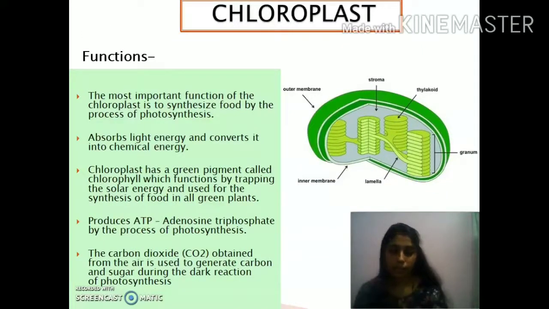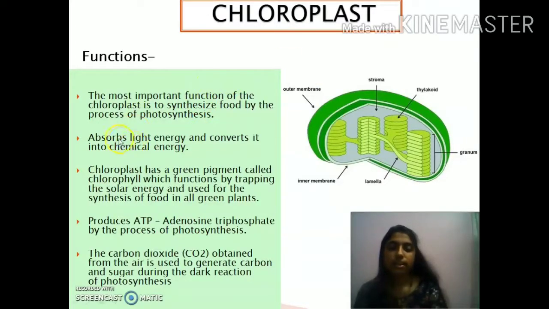The next topic is the functions of chloroplast. The main or most important function of chloroplast, as we have already said, is that it is used to synthesize food, that is glucose, by the process of photosynthesis. That means the most important function of chloroplast is that it helps in the process of photosynthesis, and by this process the green plants are able to prepare their own food. And this is only performed with the help of chloroplast.